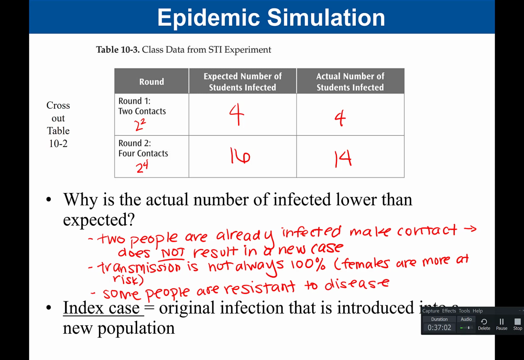So let me explain this one. Some people are resistant to the disease. This could occur naturally. In the case of HIV, viruses are obligate intracellular parasites. They must replicate within the cells. So in order for HIV to replicate, it has to get into what we call our T cells.